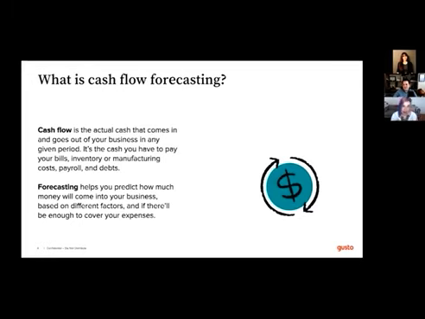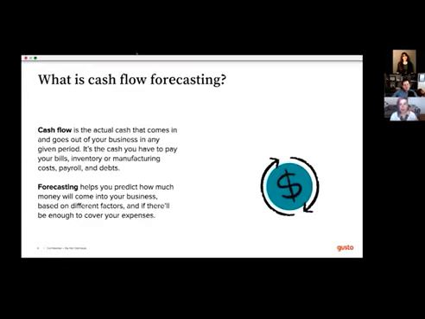So it's the actual cash you have to pay your bills, your inventory or manufacturing costs, your payroll, and your debts. So there are 2 states of cash flow. There's positive cash flow, which means you have more cash coming in than going out. And then there's negative cash flow, which means you have more cash going out than coming in.